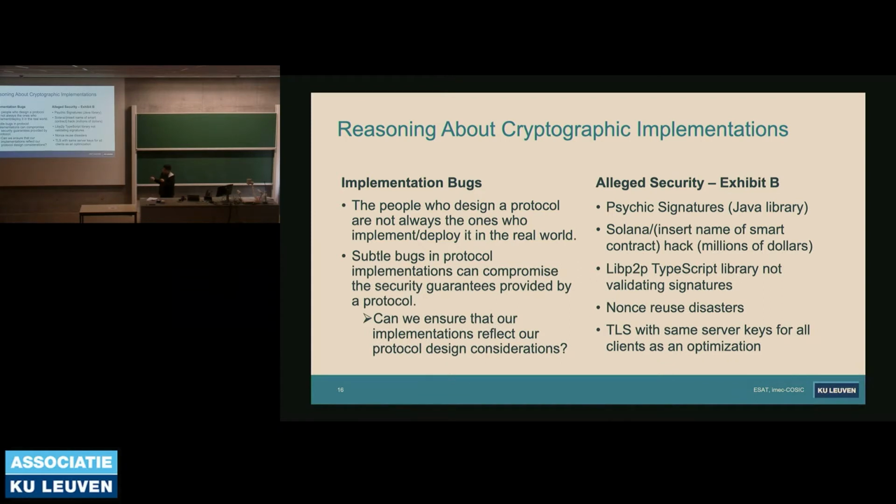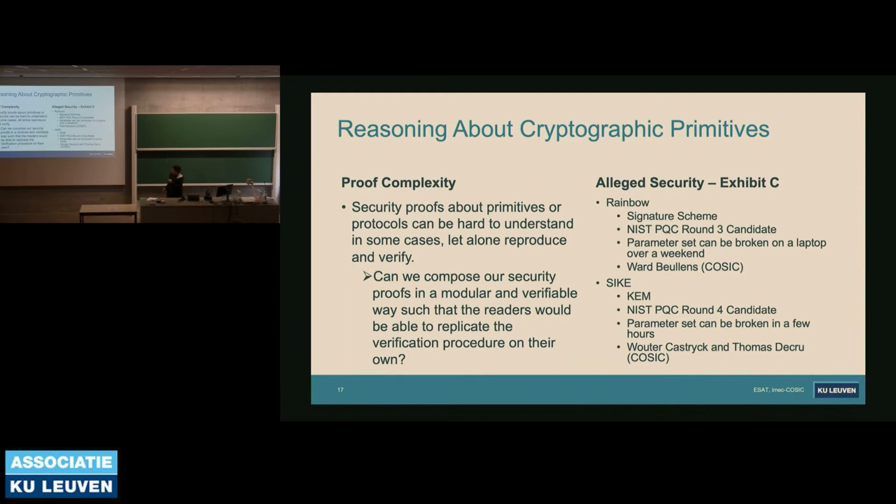There are also attacks happening on these crypto bridges or exchanges where millions of dollars are getting leaked. There's a vulnerability in libp2p, which is a protocol used in decentralized networks. It was not properly validating signatures and just taking anything. There are lots of disasters where nonces were reused and then keys were derived, etc. And then there are some TLS servers which use the same key to optimize the performance. So these all happen.